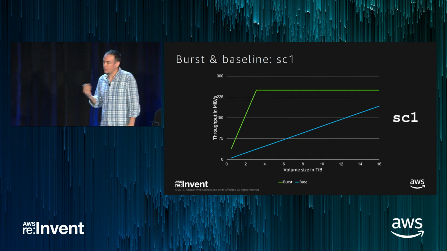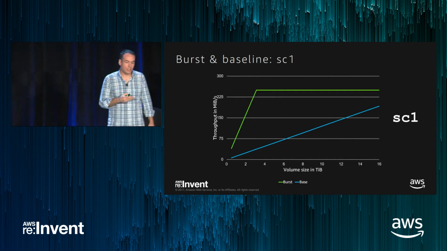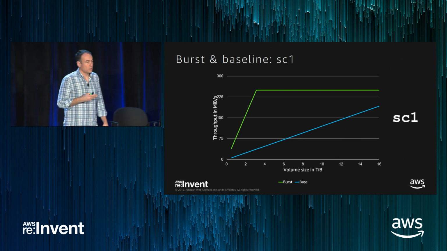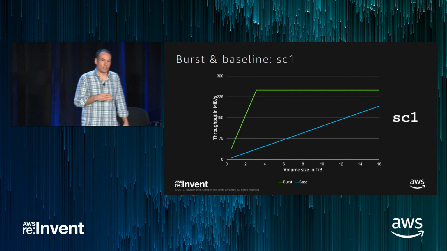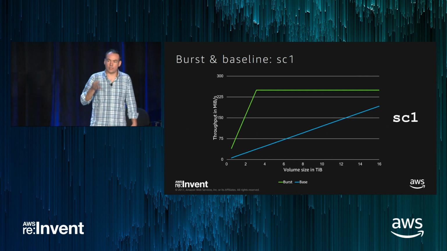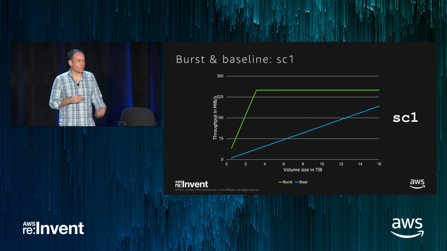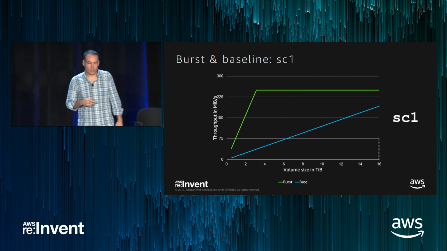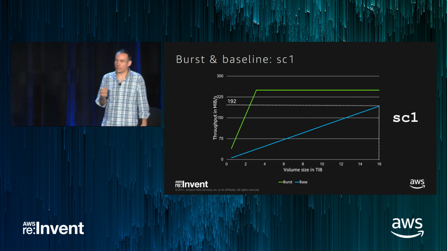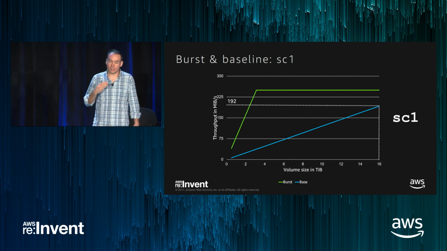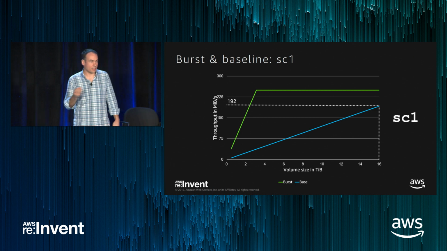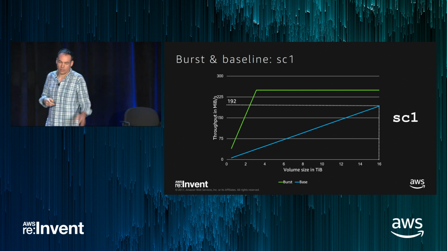SC1 volumes are designed a bit more modestly. Still good, though. If you look at the base, that's at 250 megabytes per second. With most commodity hard drives, you're going to get about 150 plus or minus, depending on the workload. So you're going to get pretty good performance out of SC1. The important thing to note here, though, is that even at the largest volume size, the baseline does not get up to the throughput. So you're going to have some cold periods to refill the burst bucket.